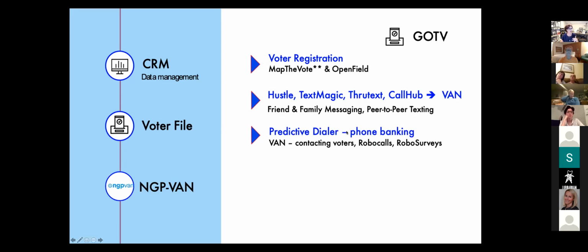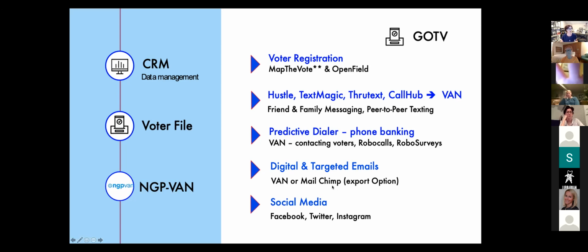Phone banking, another thing you can do through Van. Digital, we talked about social media and targeted emails, because we have new email addresses and we know who's in our community. We can use MailChimp. Some campaigns we use MailChimp. Easy export option. You can take those files, those people you're communicating with, into Van to communicate with them with the campaign afterwards. Really simple. And then finally, but not last but not least, social media.